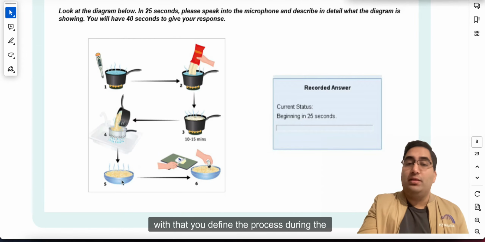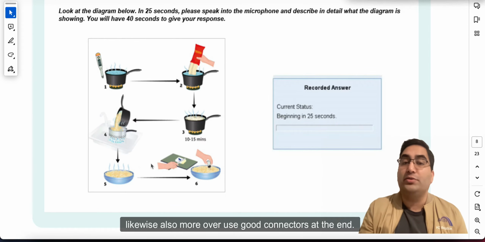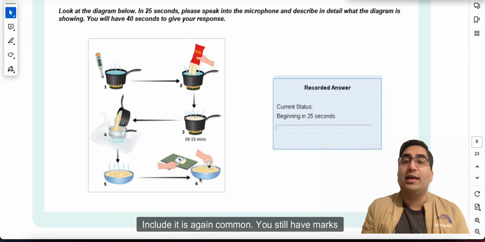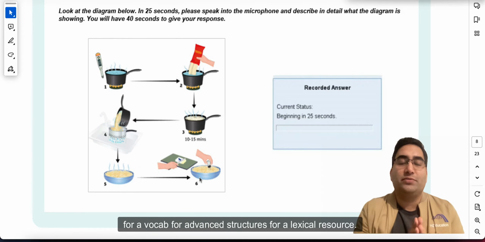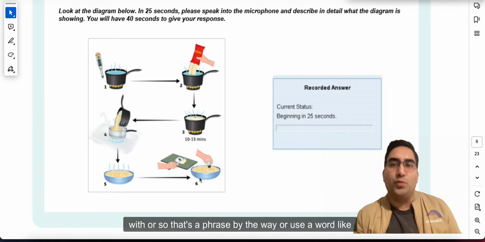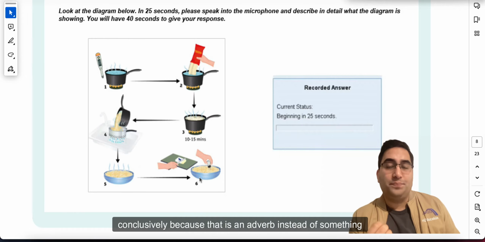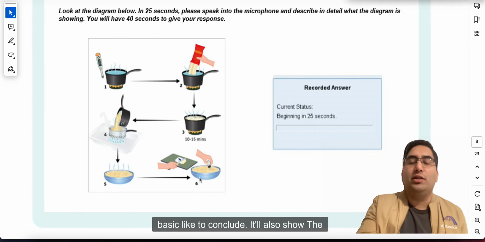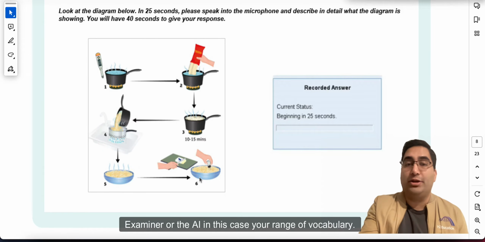You start with that, you define the process. During the process, you use words like furthermore, likewise, also, moreover. Use good connectors. At the end, don't do something basic like to conclude. It is, again, common. You still have marks for a vocab, for advanced structures, for a lexical resource. So use words like the process finishes off with, or so that's a phrase, by the way, or use a word like conclusively, because that is an adverb instead of something basic like to conclude. It'll also show the examiner, or the AI in this case, your range of vocabulary.